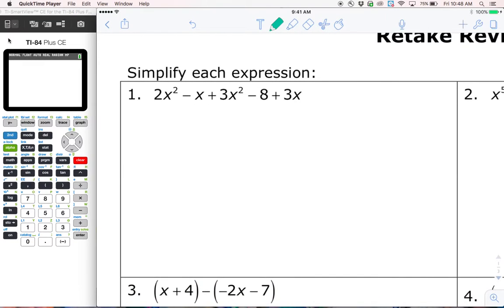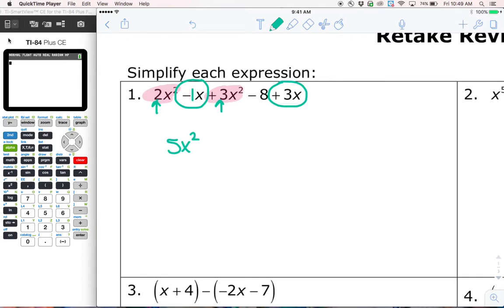In this expression, there's no parentheses, there's nothing to distribute, so all we're going to do is combine like terms. My like terms are 2x squared and 3x squared because they both have x squared. Right? They have the same variable with the same exponent. So we get to add up their front numbers, a positive 2 and a positive 3, and we get 5x squared.